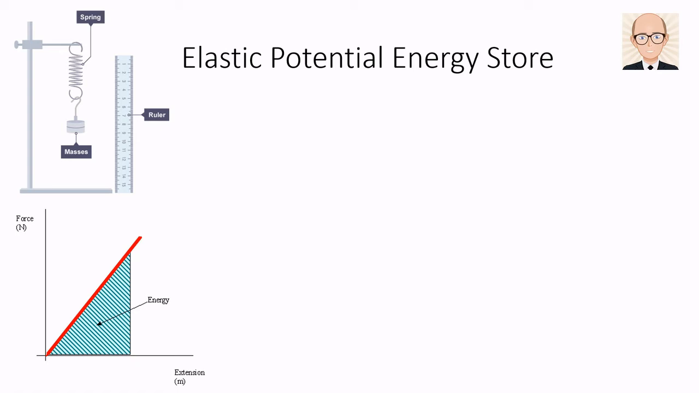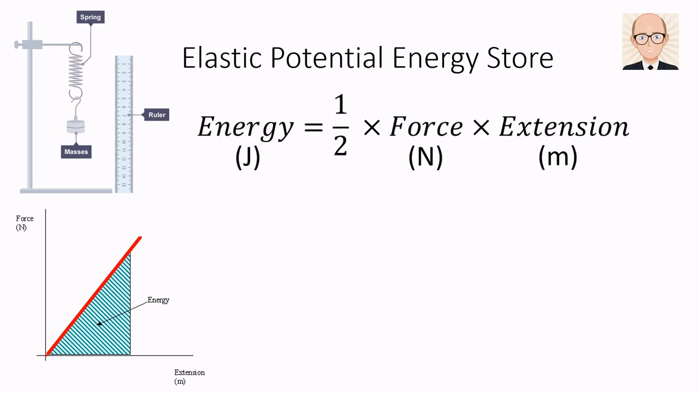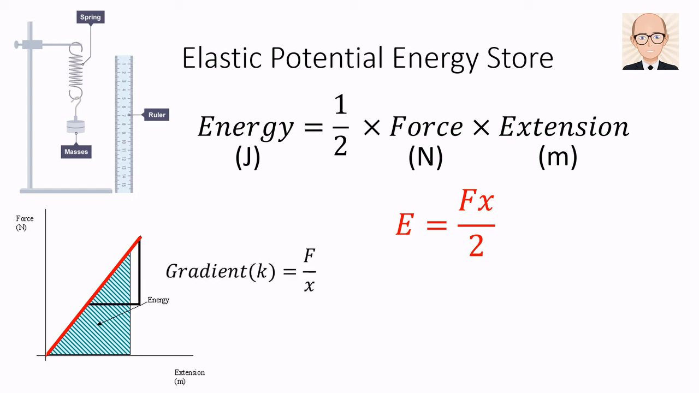You'll remember from maths, the formula for the area of a triangle is half base times height, which gives us an equation for the elastic potential energy as E equals Fx divided by 2, where x is the extension of the spring. The gradient of this graph is called the spring constant and is given the symbol k. The gradient describes the stiffness of the spring and shows us how much force is required to extend the spring by 1 meter. It offers a good way of comparing springs with one another.